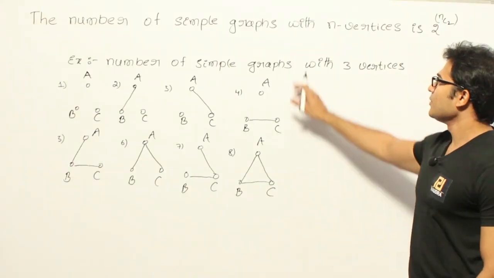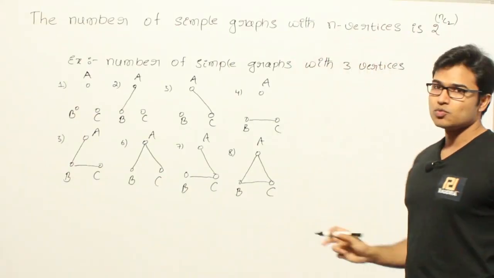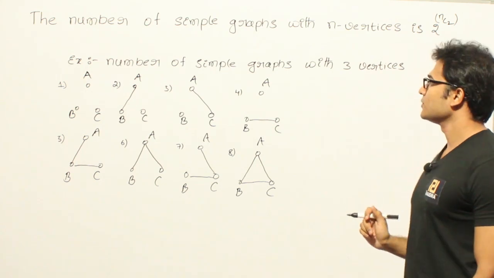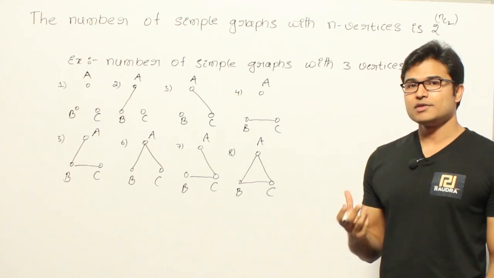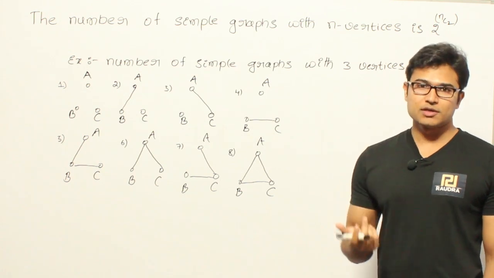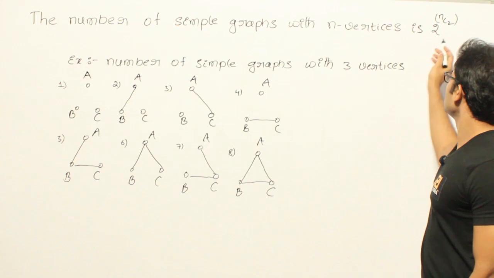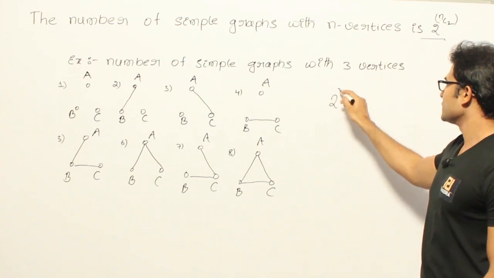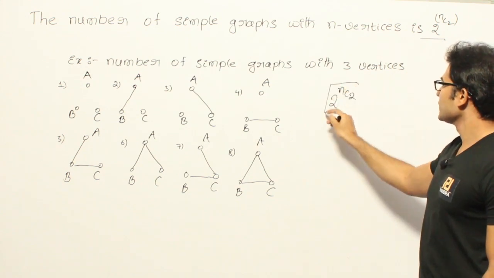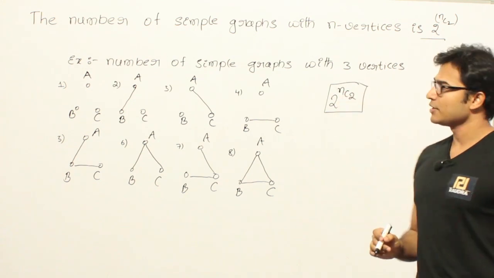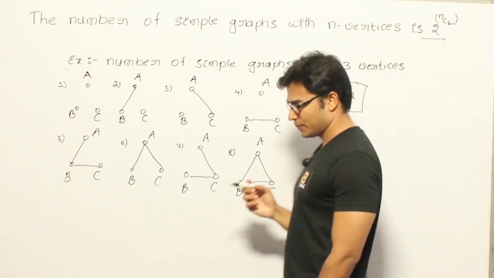Now let's see this. The number of simple graphs with n vertices is 2 power nC2. In this case we are assuming that the vertices are labeled. What is labeled and unlabeled, I will discuss later. Now let's try to derive this 2 power nC2. How did we get this? The number of simple graphs with n vertices is 2 power nC2.